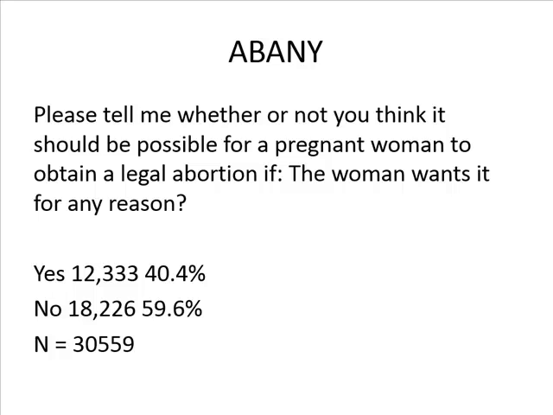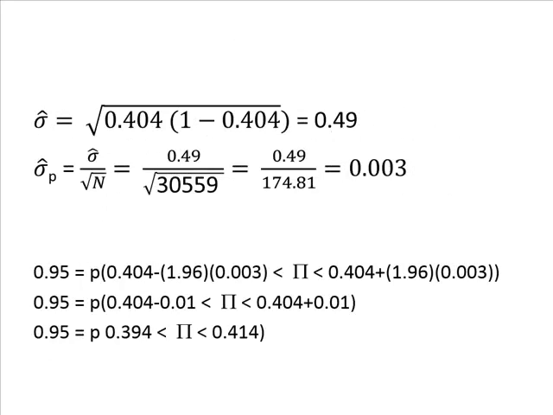The respondents answered, in this survey, 30,000 respondents. The answer was no 60% of the time, and yes 40% of the time. All right. So we have our values, and now we have to compute the measure of variance around that.